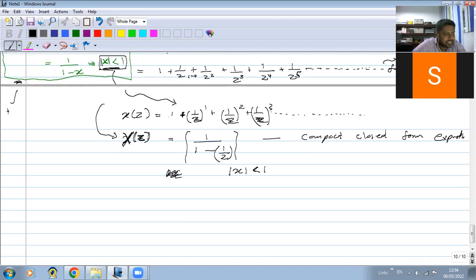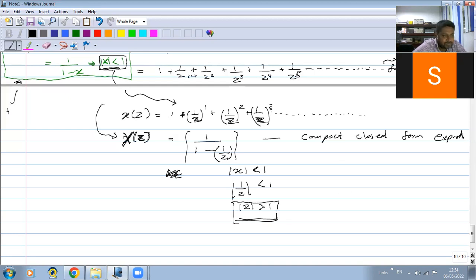That means here x is identical to 1 by z. So that means the absolute value of 1 by z is less than 1. Okay, so if you get the cross product, you can see that the absolute value of z will be greater than 1. Okay, absolute value of z will be greater than 1.